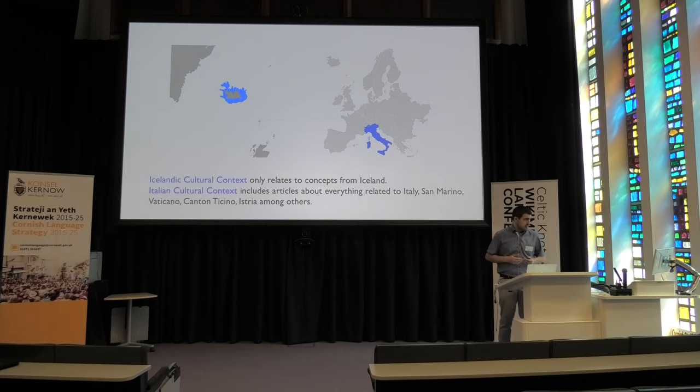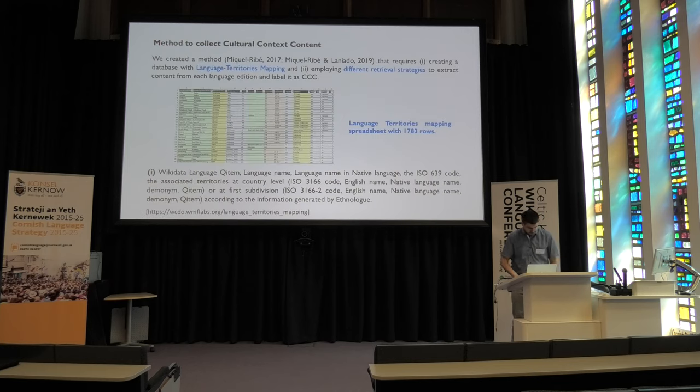And this, we would say that it's a clear mapping, country, language, and territory. And then we would have a bit more complicated context, which is divided among different countries, like the Italian, with a part of Switzerland and part of Slovenia as well. And we would have many other languages which are spread across the different continents, like English or French.